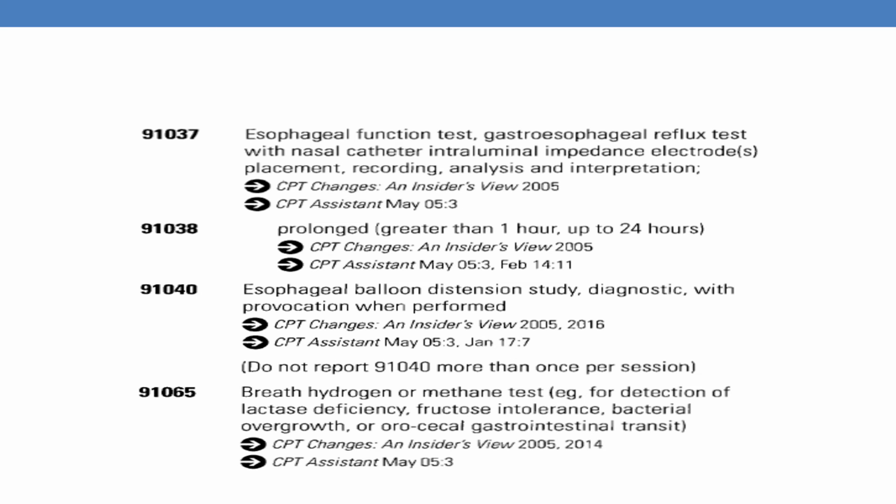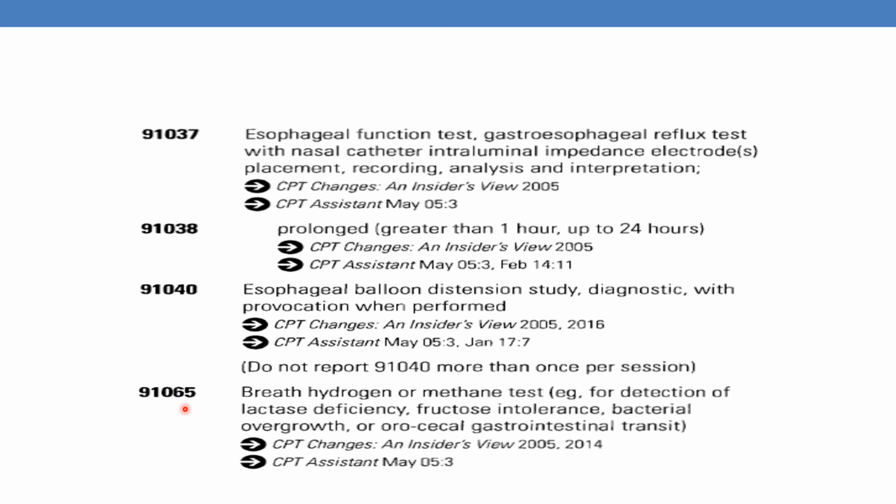The next is 91037. It is coded for esophageal function test, gastroesophageal reflux test with nasal catheter, intraluminal impedance electrode placement, recording, analysis and interpretation. For prolonged esophageal function test, that is greater than 1 hour up to 24 hours, the code is 91038. The next is 91040. It is coded for esophageal balloon distension study, diagnostic, with provocation when performed.